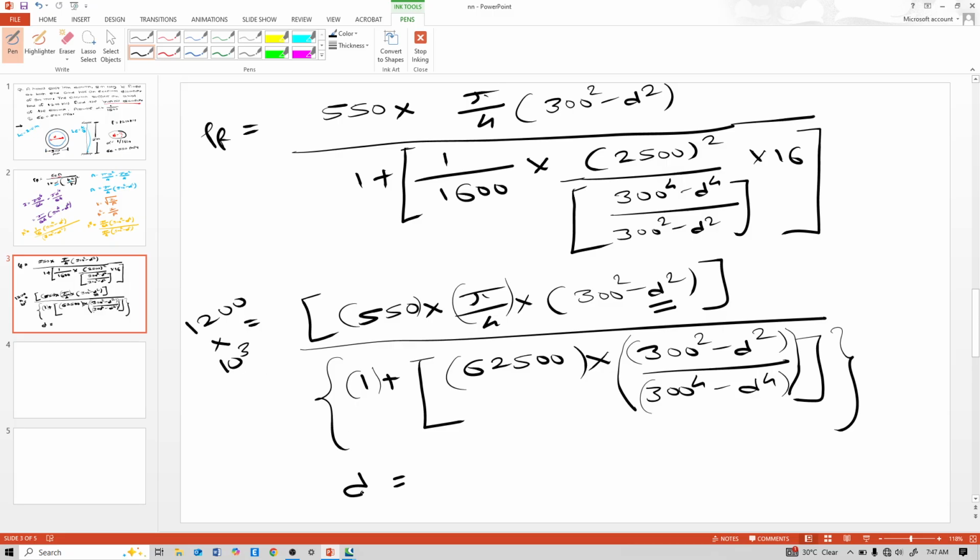Okay, calculate this D. So in engineering calci, put 1200 into 10 raised to 3 equal to 550 into pi by 4 into 300 square minus d square, bracket complete, again bracket complete, divided by 1 plus 62,500 into 300 square minus d square, bracket complete, again bracket complete, again bracket complete, shift solve. So we will see what is this D internal dia value.